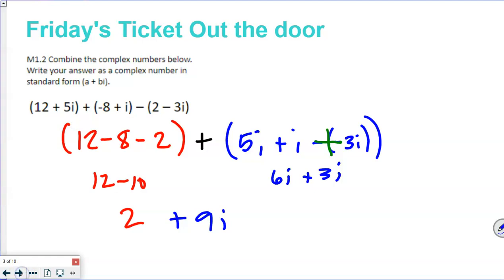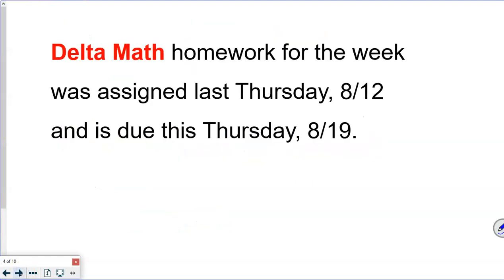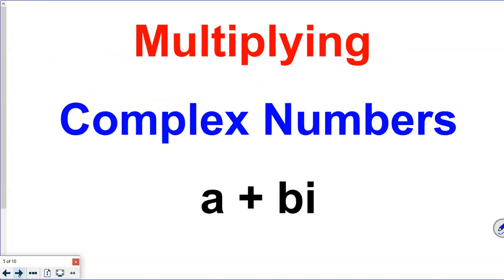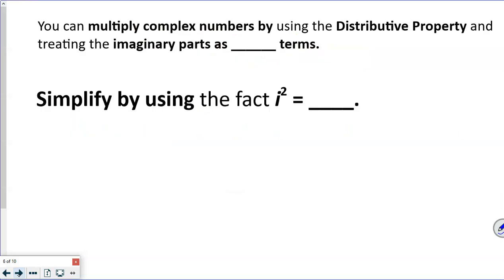Okay? All right, so I'm going to remind you guys again that the Delta Math homework for the week was assigned last Thursday, 8/12, and it is due this Thursday on 8/19. It's due at 7 a.m. Okay? So today we're going to go over multiplying complex numbers, a plus bi. Okay? So you can multiply numbers by using the distributive property and treating the imaginary parts as like terms, okay? So our word here is like.